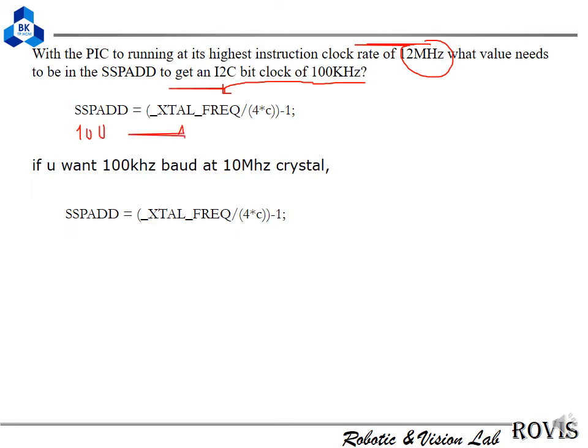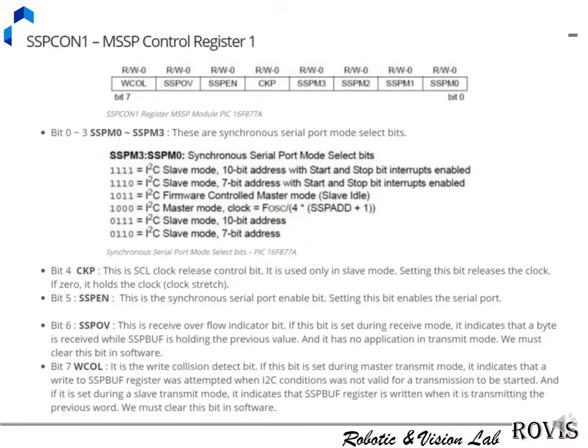So very easy, just use this equation. Here is 100 kilohertz, and this one is 12 megahertz. And then we can calculate the value and assign it here to the SSPADD. So when we assign the number here, we will have the SSPADD.